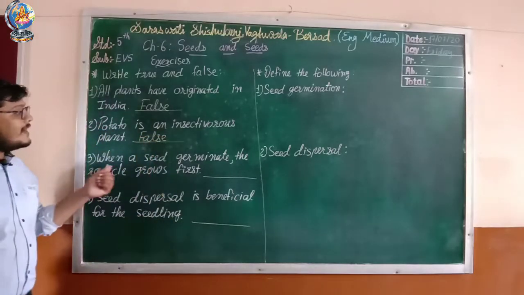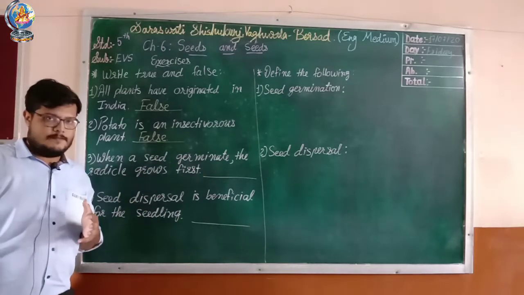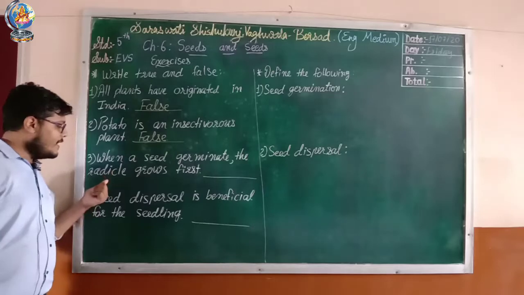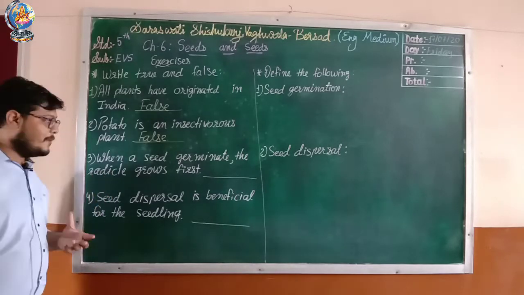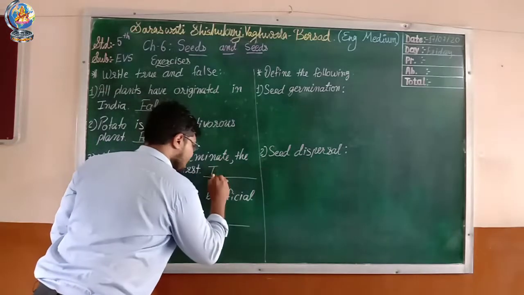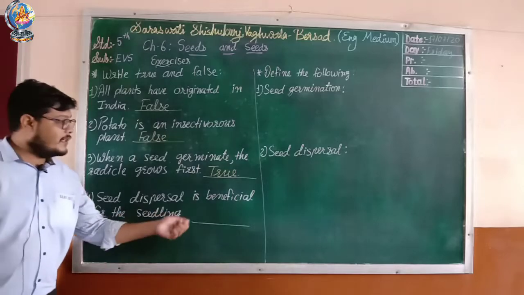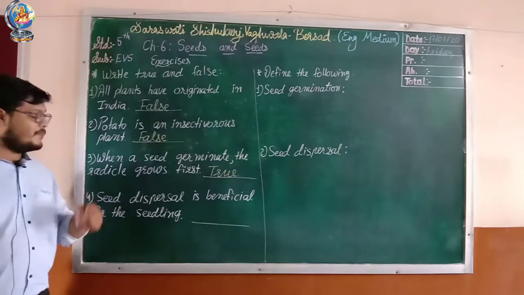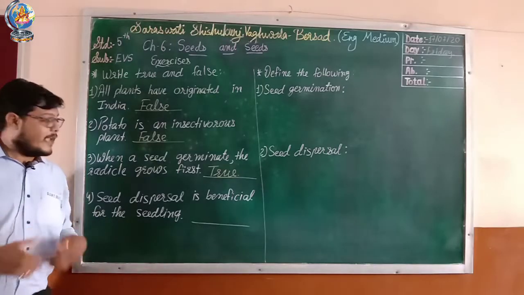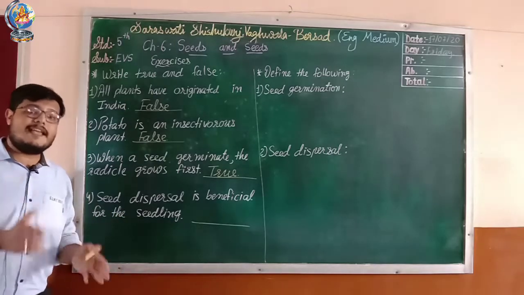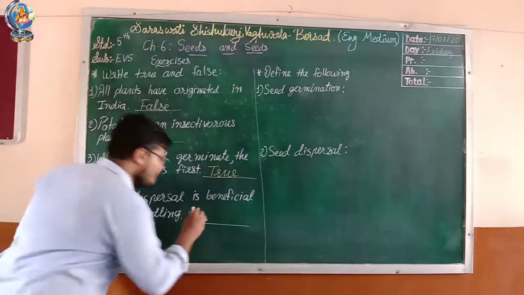See next one, when a seed germinates, the radical grows first. What is radical? Primary root. So yes, first the primary root will appear. So it is true. See next one, seed dispersal is beneficial for the seedling. Seed dispersal means spreading of the seed. Is it beneficial? Yes, if it gets dispersed, then they will get enough water, warmth and air, right? So yes, it will be true.